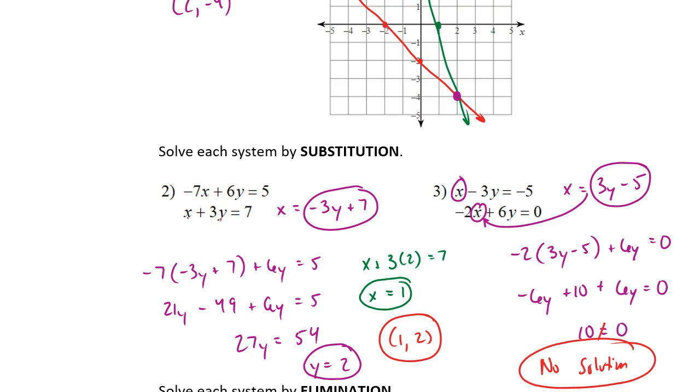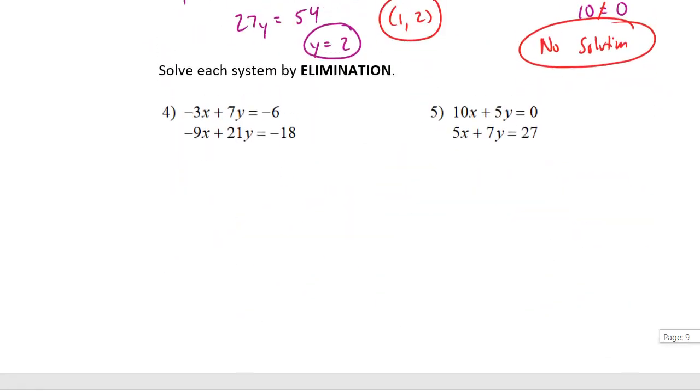All right, let's look at the next set. The next set, we're going to solve these by using elimination. Now, sometimes we can't just add these together. If I try to add these together, I'm not going to eliminate a variable. So if that's the case, I need to start by multiplying one of the equations by a number to get rid of one of the variables.